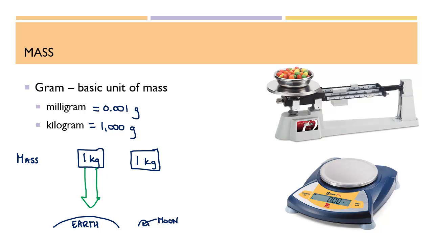It's how much matter is in an object. Weight, on the other hand, depends on the gravitational pull of the environment. So if you're on the Earth, which is much more massive than the moon, you'll have a greater weight on the Earth than you would on the moon.